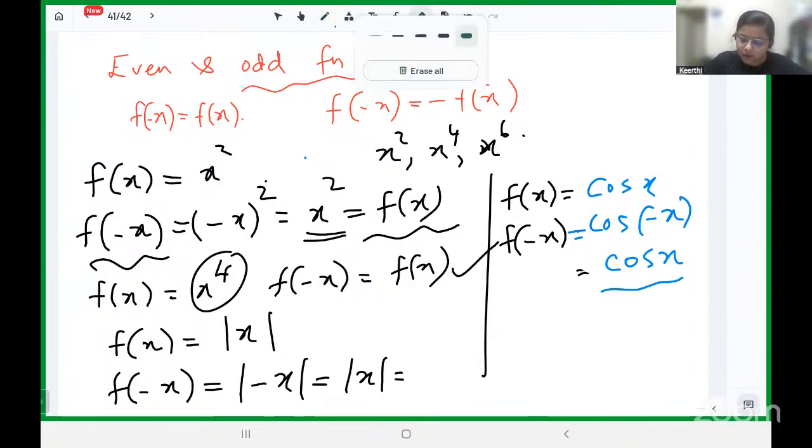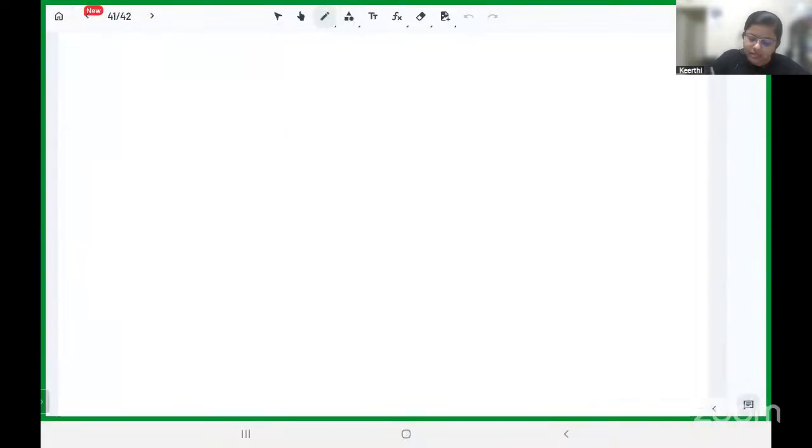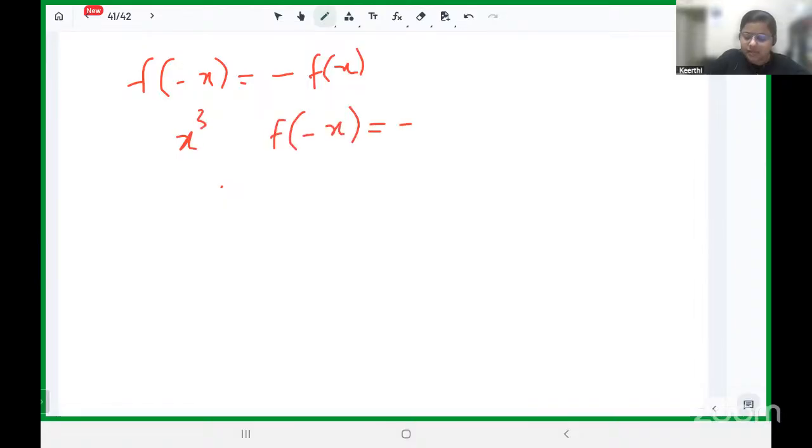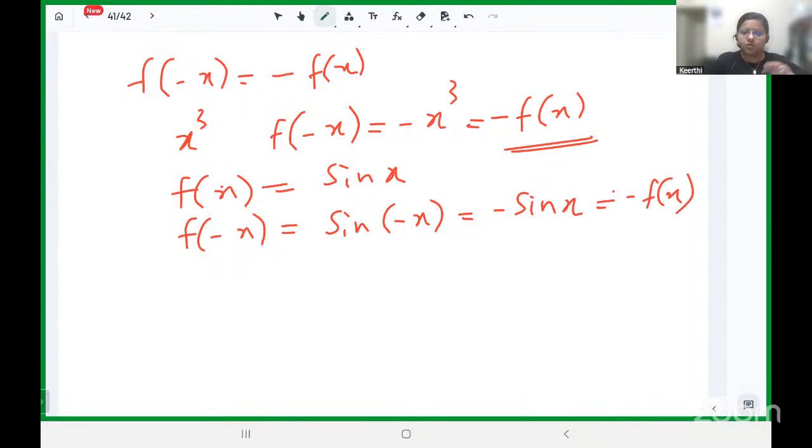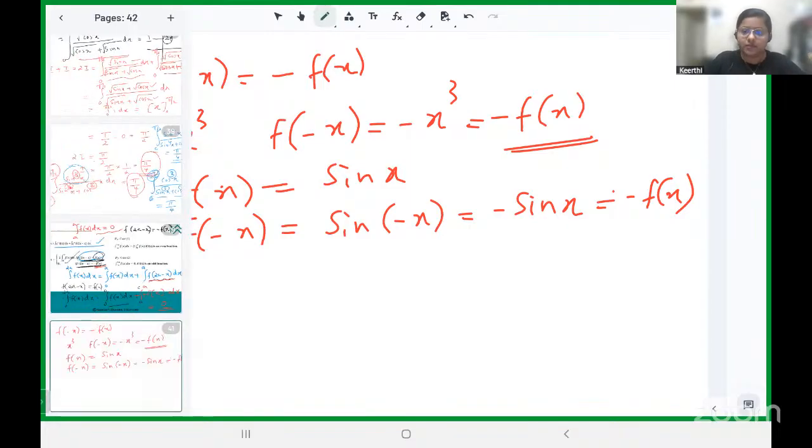Now, can you say some examples for odd function? Odd function means if you put f of minus x, then you will get minus f of x, negative of f of x. For example, you take x cube, f of minus x is equal to minus x cube, which means minus f of x. Similarly, if we take f of x is equal to sin x, and tan x also, f of minus x is equal to sine of minus x, that is minus sin x, that is minus f of x. So sin x is also an odd function. So I hope you understood what an even function and odd function is.